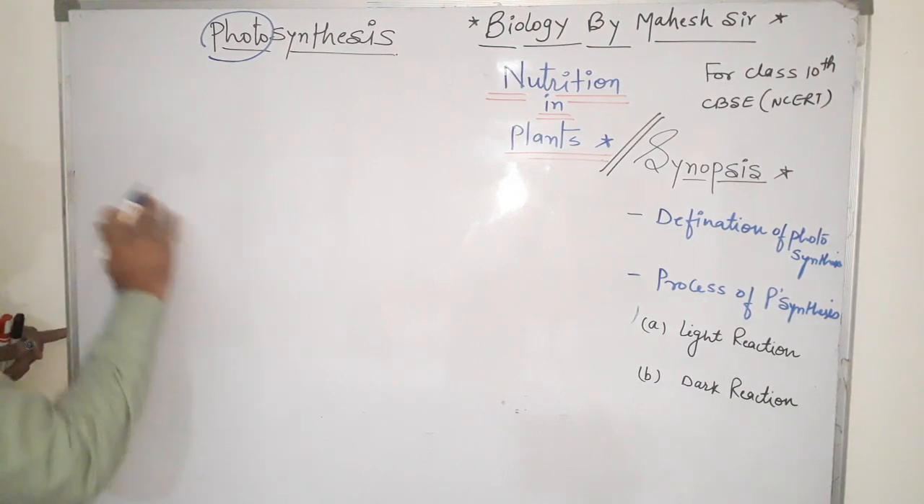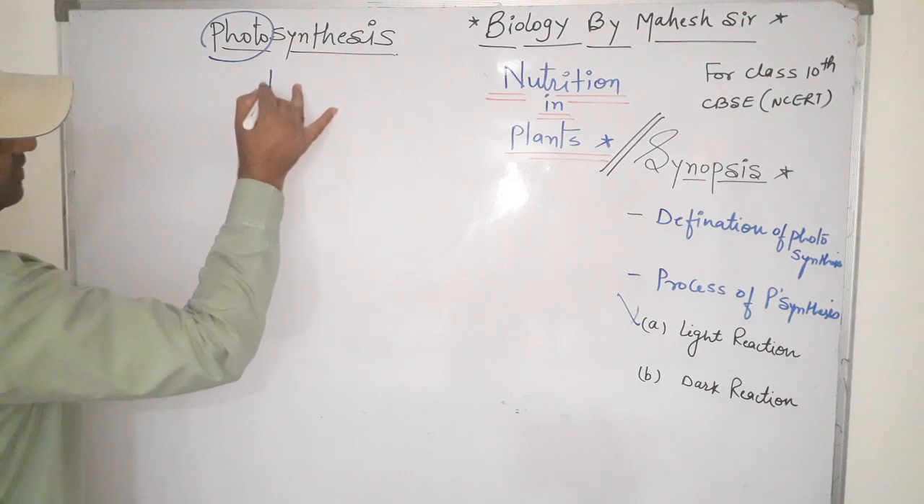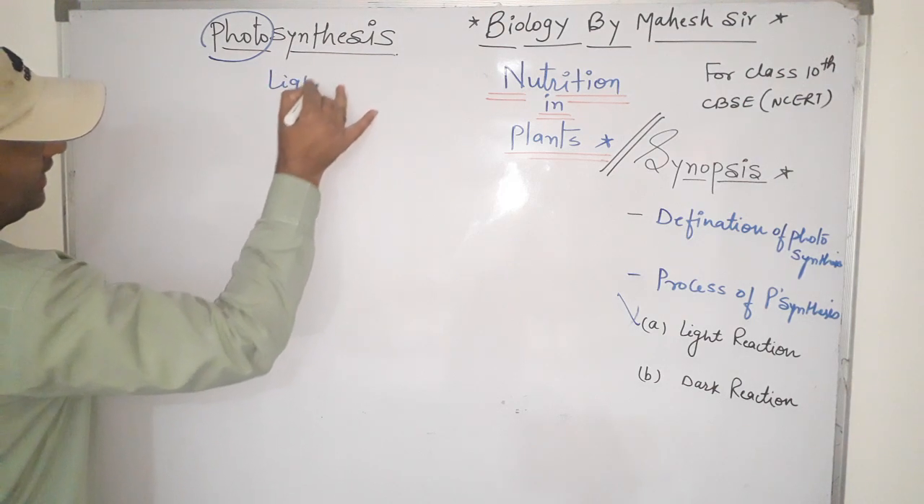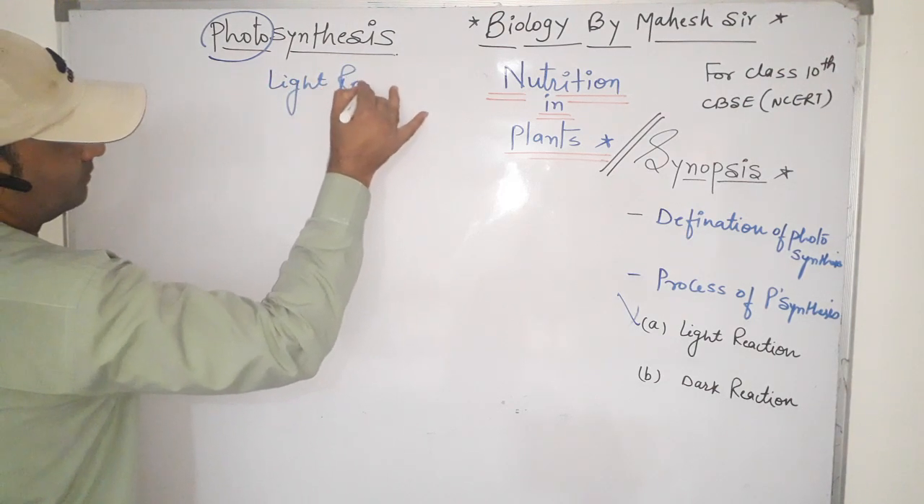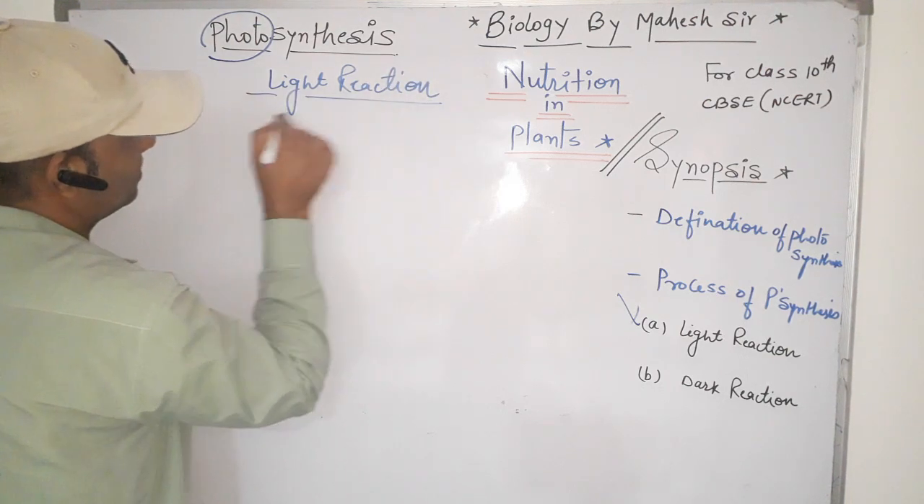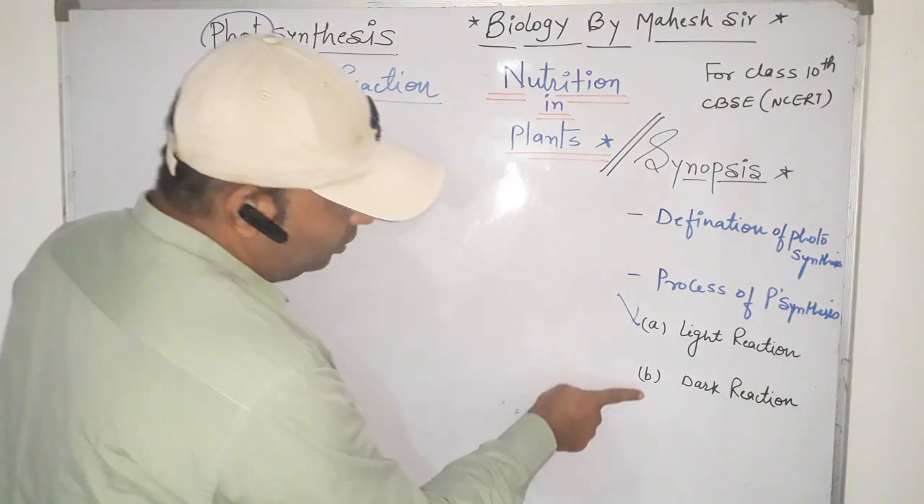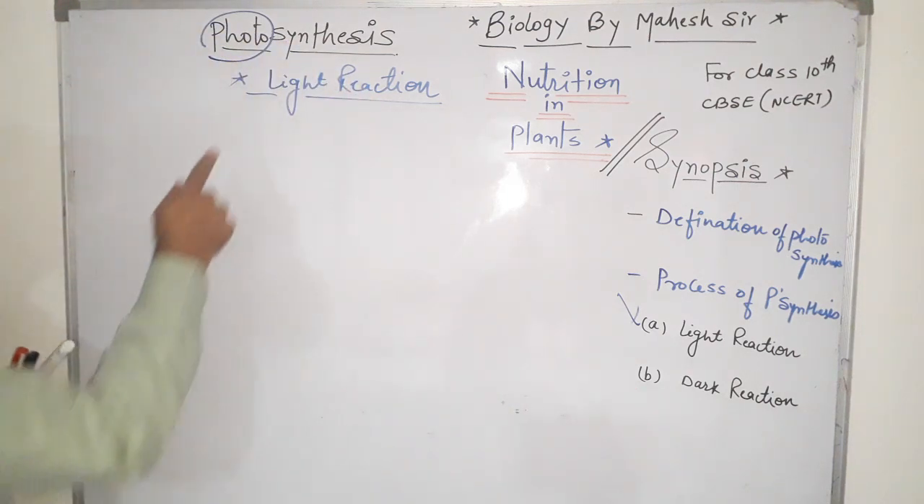Next are the two reactions: first is light and second is dark reaction. Photosynthesis takes place by two processes. One is the light reaction, and the second is called the dark reaction. So first we take the light reaction.